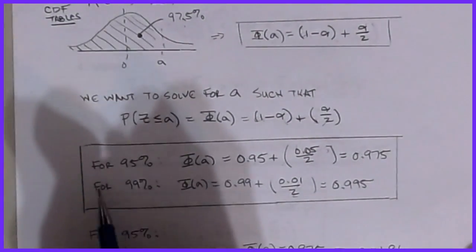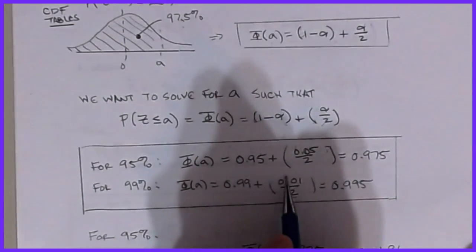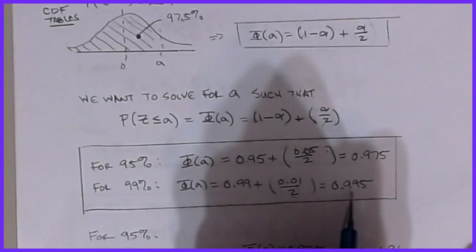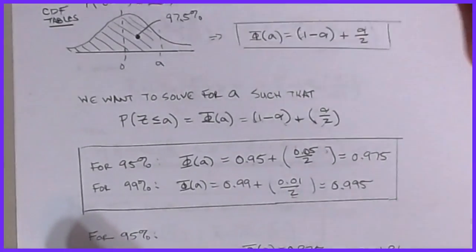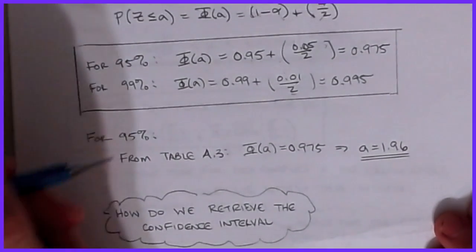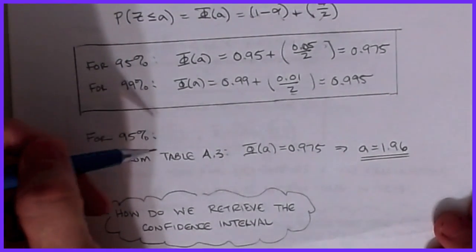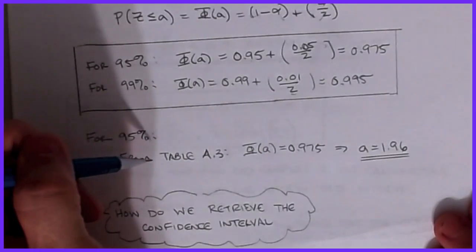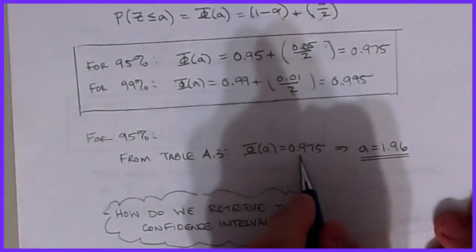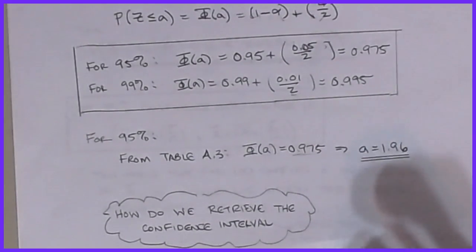Okay, for 99% for comparison, you do the same thing. It's 99 here plus the difference, 1% divided by 2, or 0.995 on there. Just to give you a sense of the numbers that we're dealing with. All right, so what we do then is we go into table A.3, which is our standard normal table, and I look for this value, and so we have A equals 1.96.